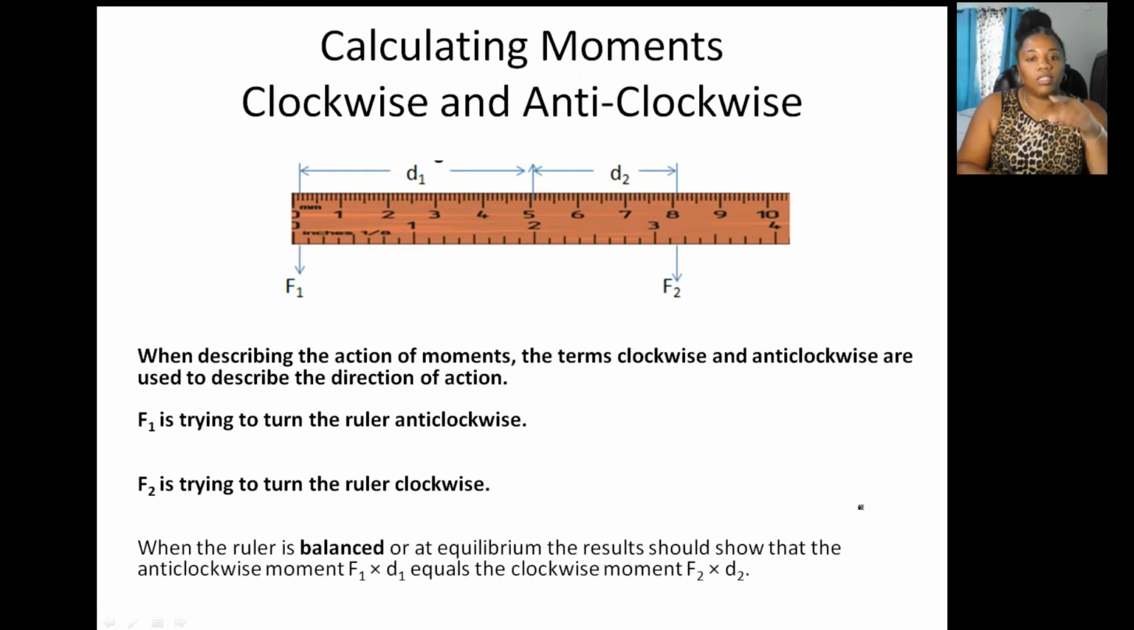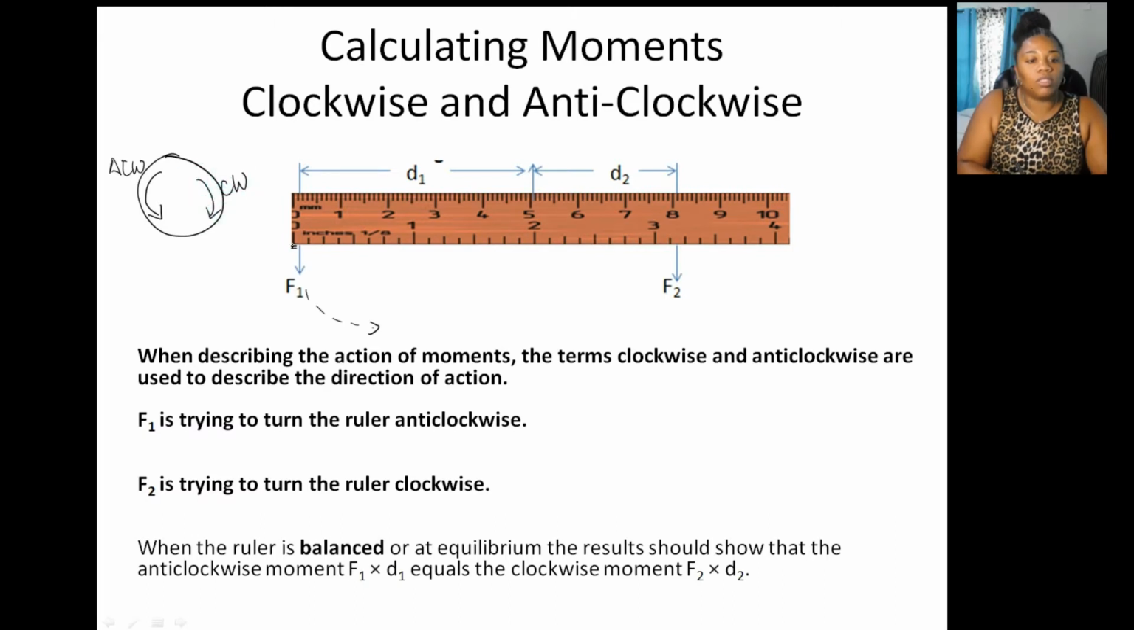Now it says calculating moments, clockwise and anti-clockwise. When describing the actions of moments, the terms clockwise and anti-clockwise are used to describe the direction of action. Now here we have F1. F1 is trying to turn the ruler anti-clockwise. So remember, if you have the clock here going this way, it will be anti-clockwise. And going the other way would be clockwise.